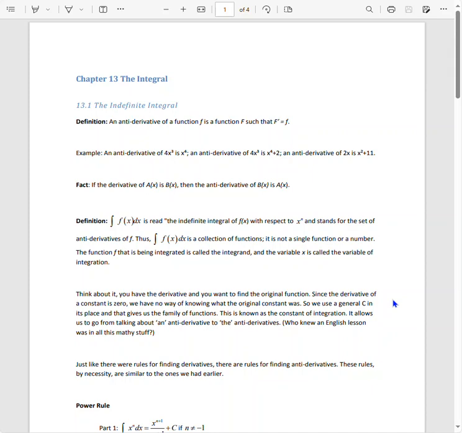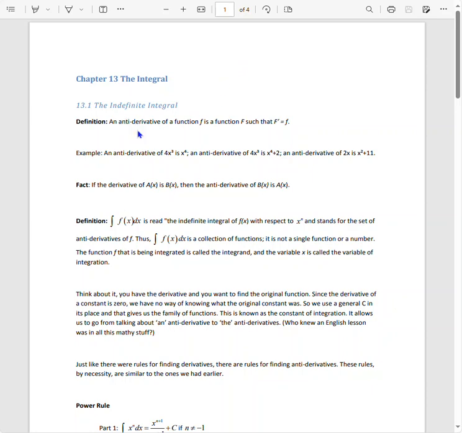Hello and welcome to chapter 13, the integral. We're not going to do every section in this chapter. We're just going to do three of them, 13.1, 13.2, and 13.4. Let's start with 13.1, the indefinite integral.